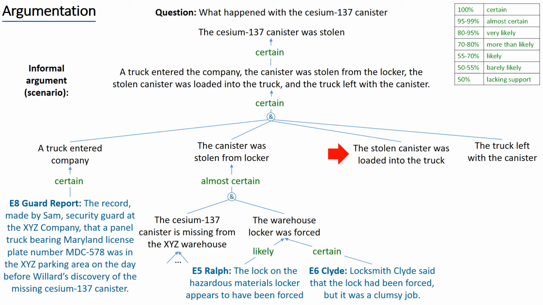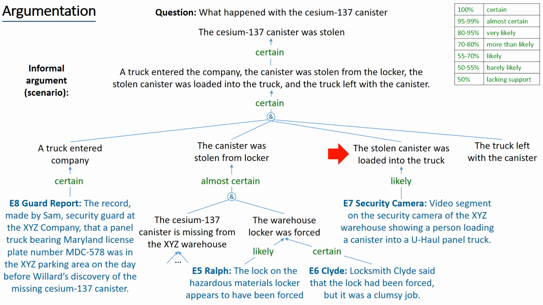Let us now consider the hypothesized action: the stolen canister was loaded into the truck. We have the following favoring evidence for this: a video segment on the security camera of the XYZ warehouse showing a person loading a container into a U-Haul panel truck. We assess its relevance as likely because a loaded canister may not be the missing canister. Finally, for the action the truck left with a canister, we have no evidence.